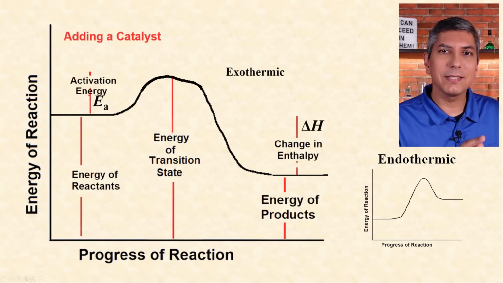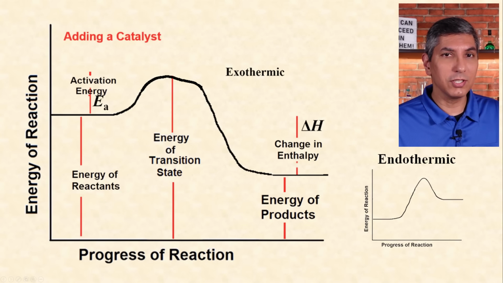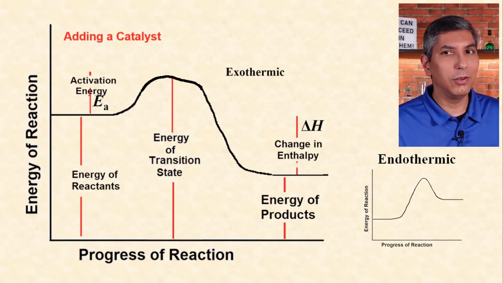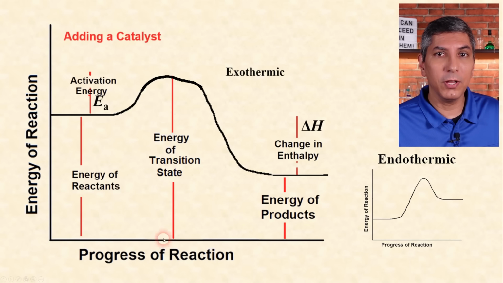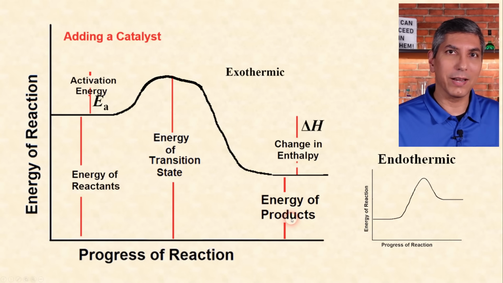If a catalyst is added to the reaction, this is how the profile would change. Adding a catalyst causes the activation energy to go down and the energy of the transition state to go down. Adding a catalyst makes a reaction go faster because more molecules can attain the activation energy. Notice that adding a catalyst does not change the value of delta H, and it doesn't change the energy of the reactants or products.